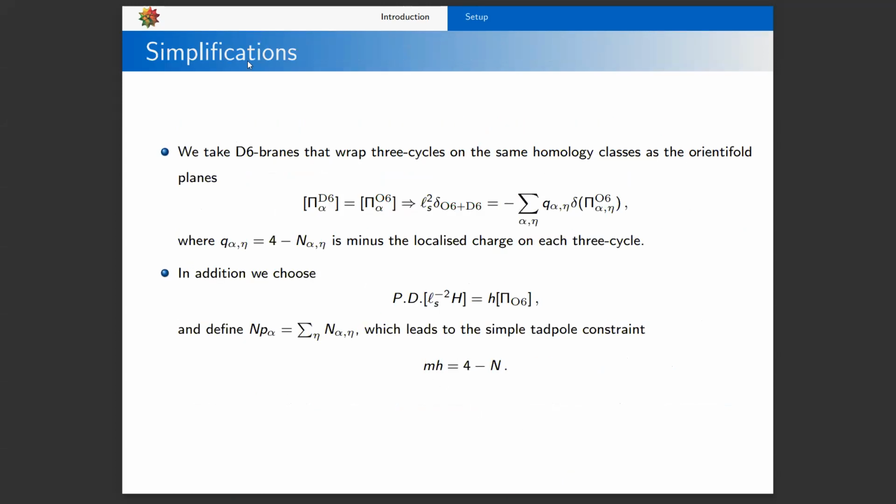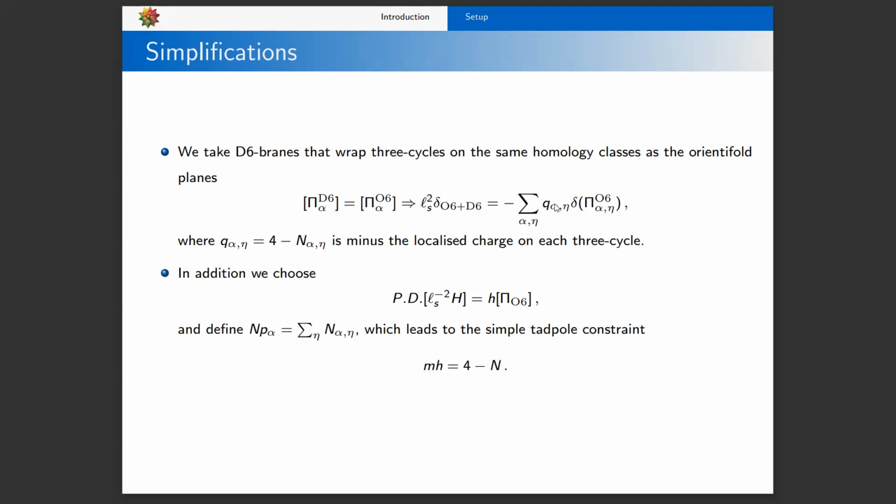We make some simplifications and assume that all the D6 planes wrap the same three-cycles as the ones where the orientifolds are defined. This reduces a lot the variety of cases we have to consider, and also ensures that we can pick the flux volume of the D6 planes to be 0, which further simplifies the problem. Then we can always work with a localized source that combines the charge of the O6 and the D6 as a whole, which we define in this way.